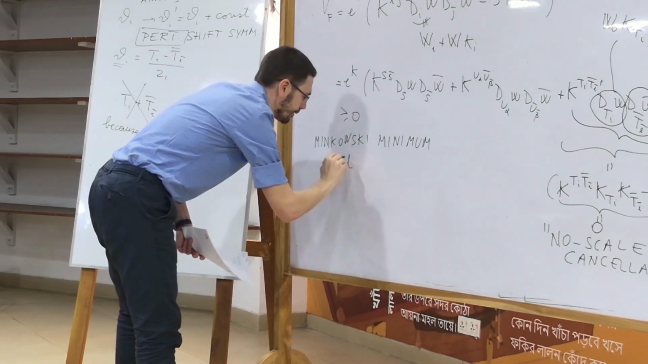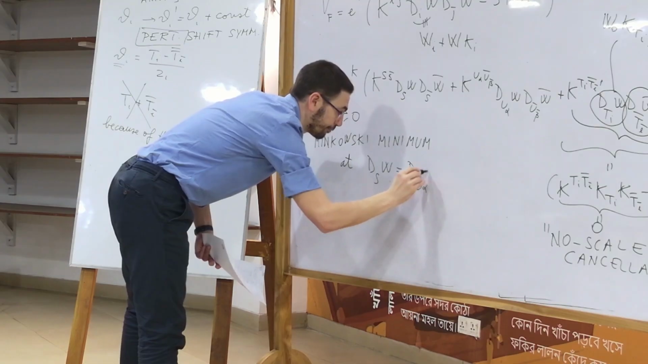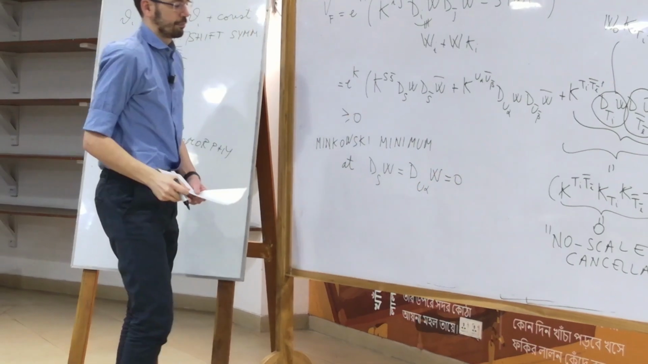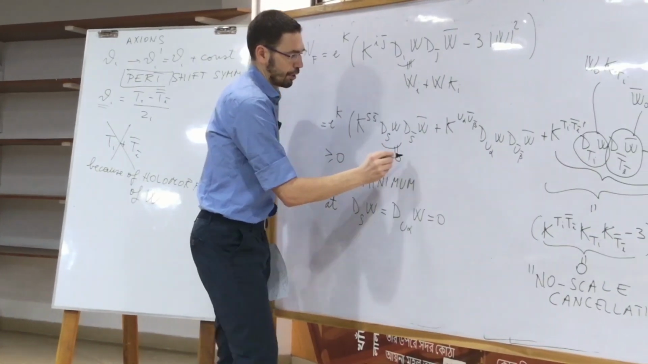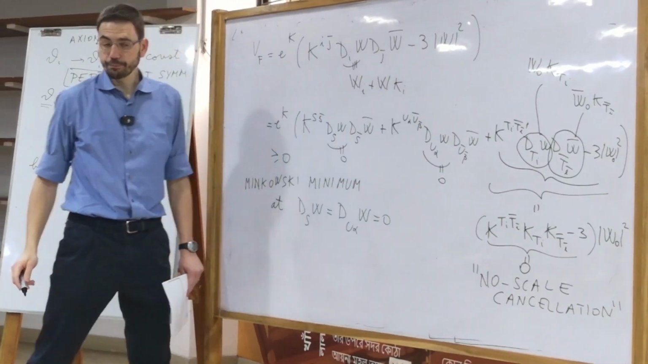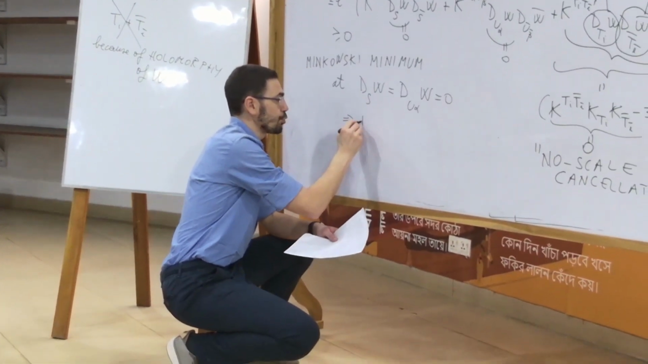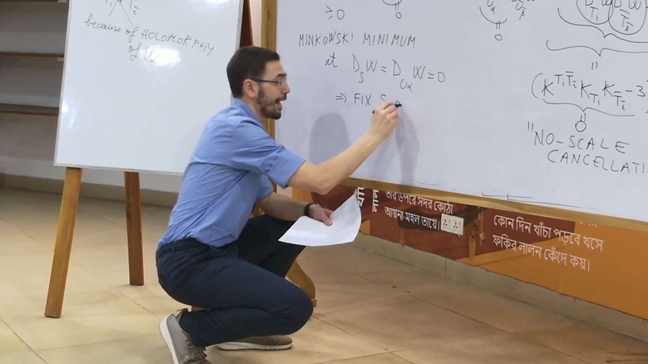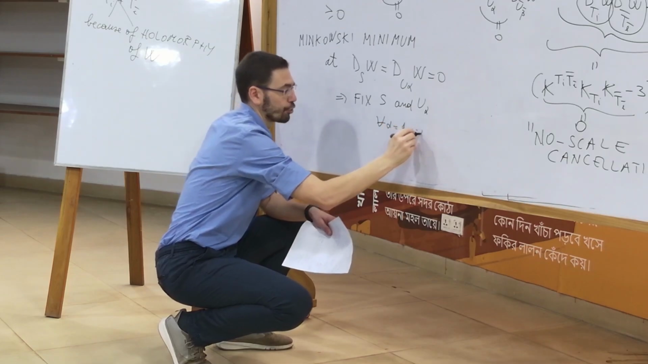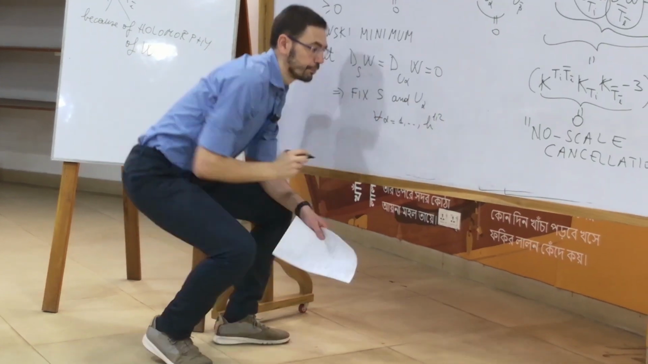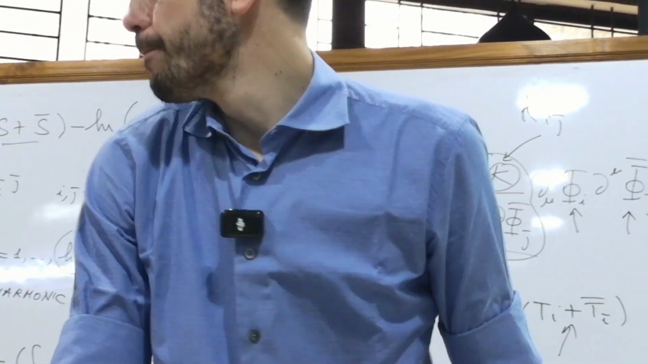at D_S w equal D_U alpha w equal to 0, right? Because that's the point where if I set this to 0, if I set that to 0, I get the minimum. And these are the relations that stabilize. So these will fix S and U alpha in general for each alpha that goes from 1 to h12. So that's the way to get a Minkowski minimum.